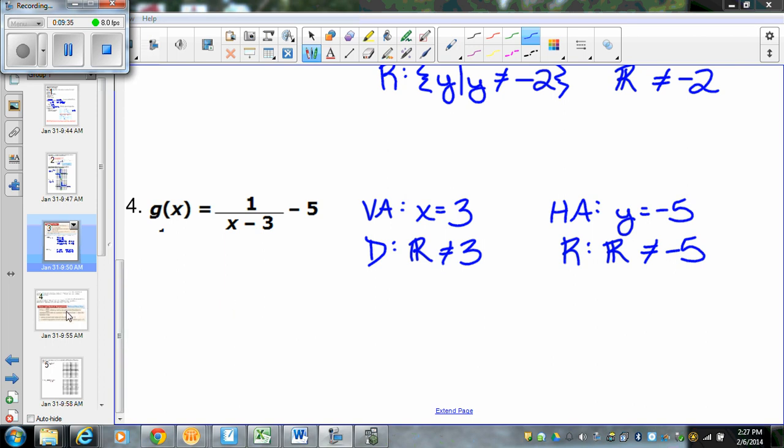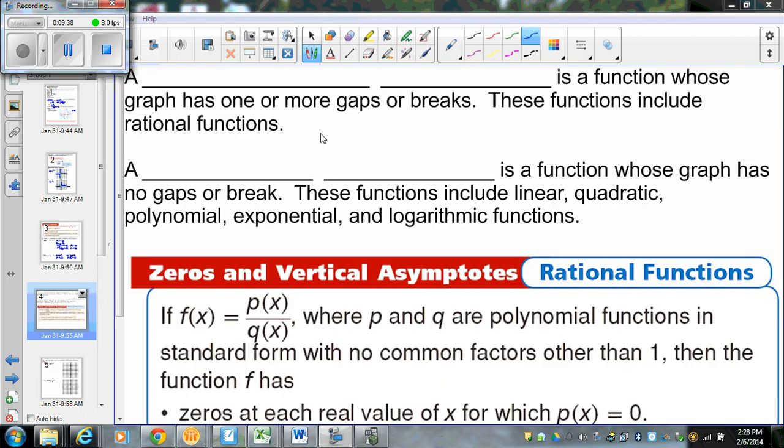All right, so that completely wraps up transformations. So a discontinuous function is a function whose graph has one or more gaps or breaks in it, which makes sense. It's not continuously drawn. If you were to trace it with your pencil, you would have to lift your pencil up to continue drawing the function. These functions include rational functions.